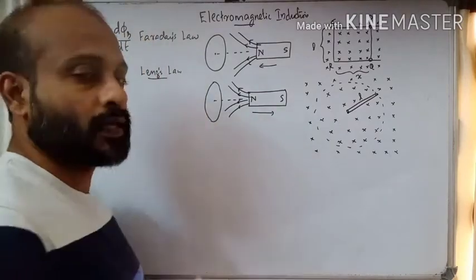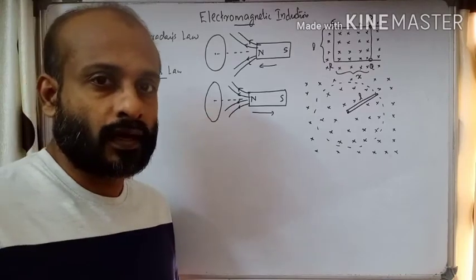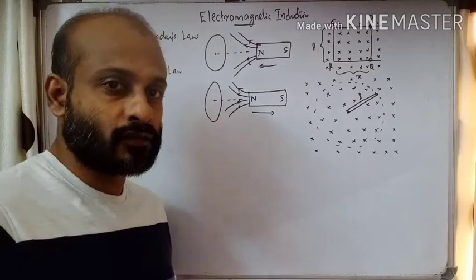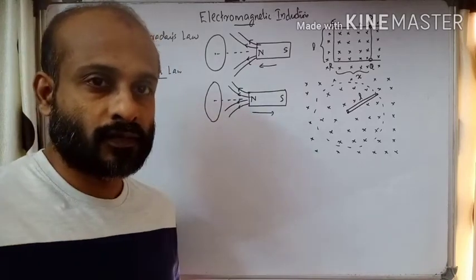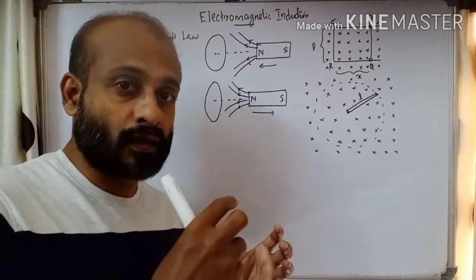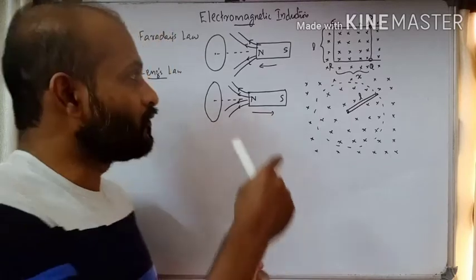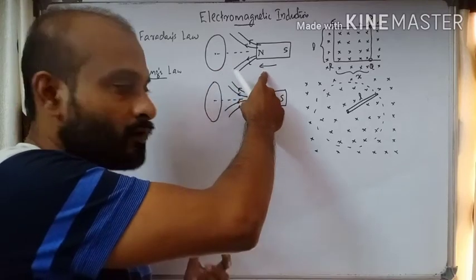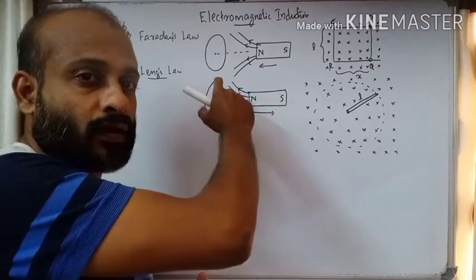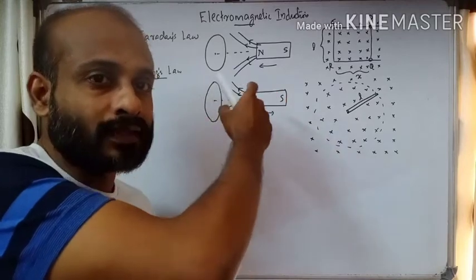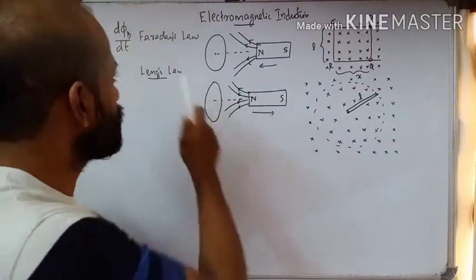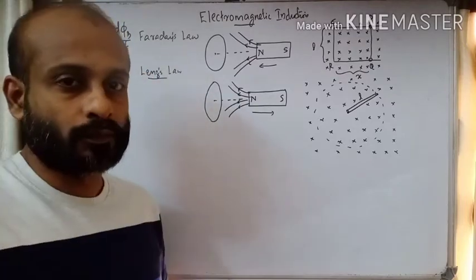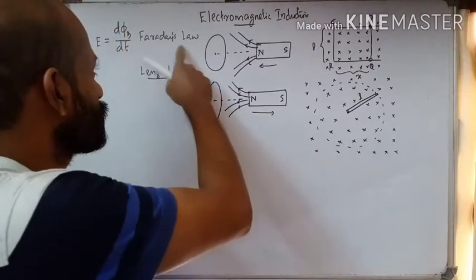This is Faraday's law. According to Faraday, the induced EMF is directly proportional to the change in magnetic flux. Whenever the flux connected to the closed circuit increases, or whenever it decreases, in both cases there will be a change in flux. This change in flux will produce an EMF. This is called Faraday's law.